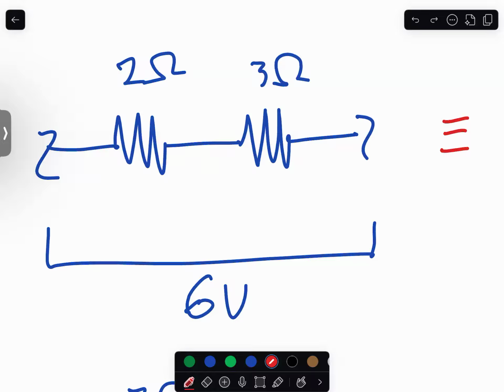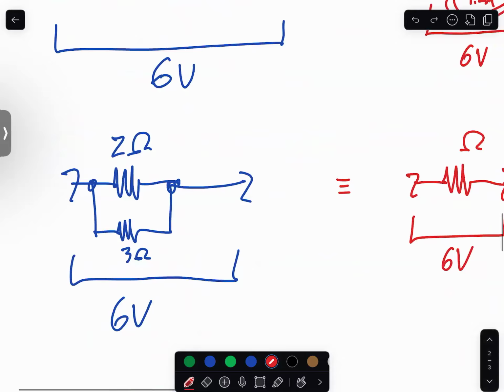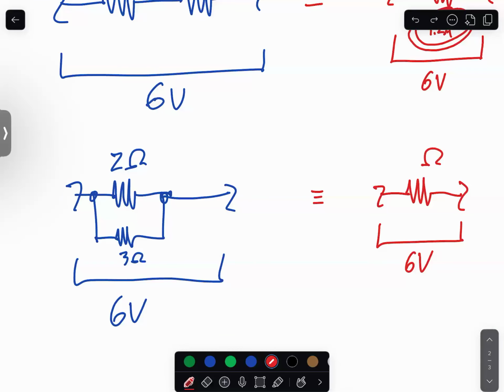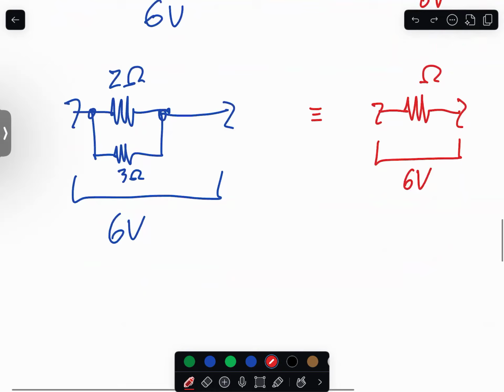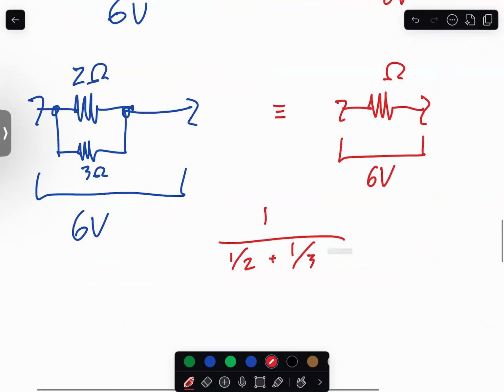Okay, show. We got series, we got parallel. What's the parallel equivalent? What single resistor would draw the same current at 6 volts? Use the formula. What's 1 over a half plus a third? Let's write it down. Find a common denominator.